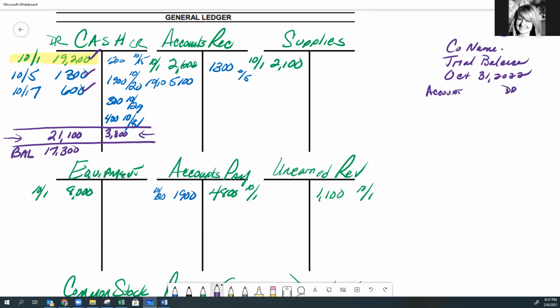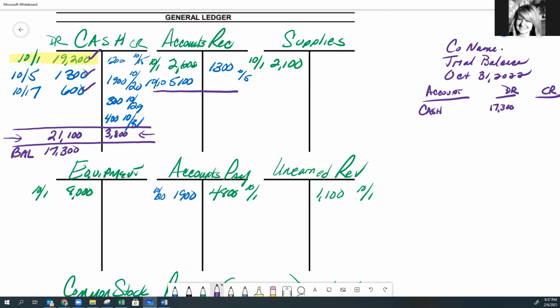You're going to list your accounts here on the left. And if it's a debit balance, you're going to list it in the debit column. If it's a credit balance, you're going to list it in the credit column. So our first account is cash, and it has a debit balance of 17,300.